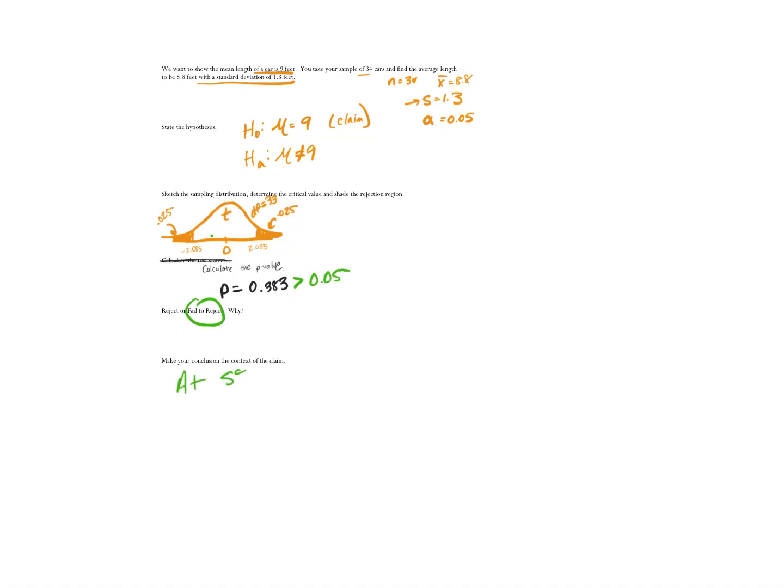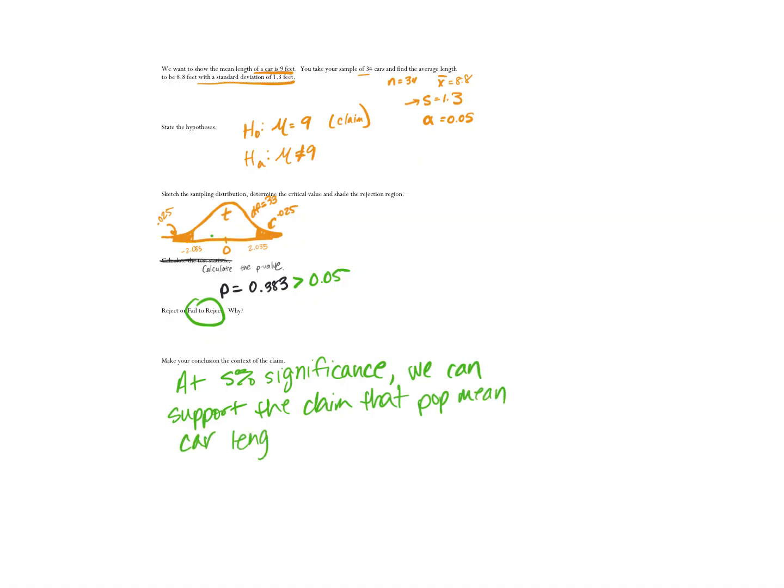So here we would say at 5% significance, we're not rejecting that null hypothesis, right? So we can support the claim that the population mean car length is 9 feet.